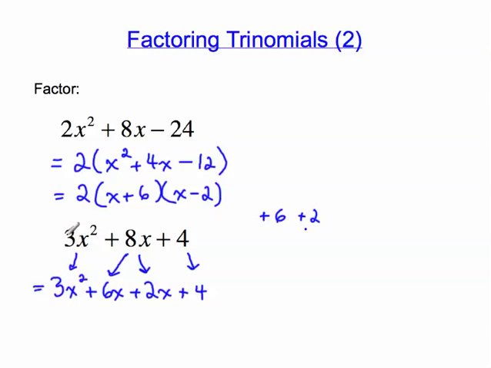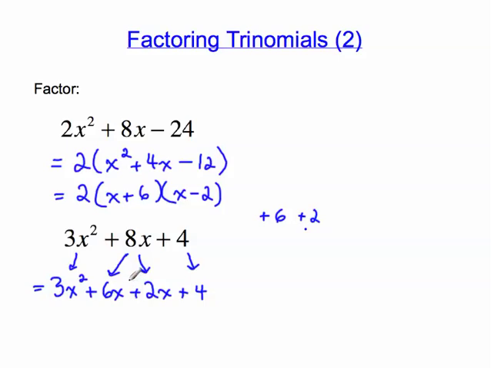We've taken the coefficient of the first term, 3, multiplied it by 4 and gotten 12. Now we're looking for two numbers that multiply to 12 and add to 8, this middle number. We decided those two numbers are 6 and 2. We broke that 8x up into 6x and 2x, and then we brought the rest down unchanged.